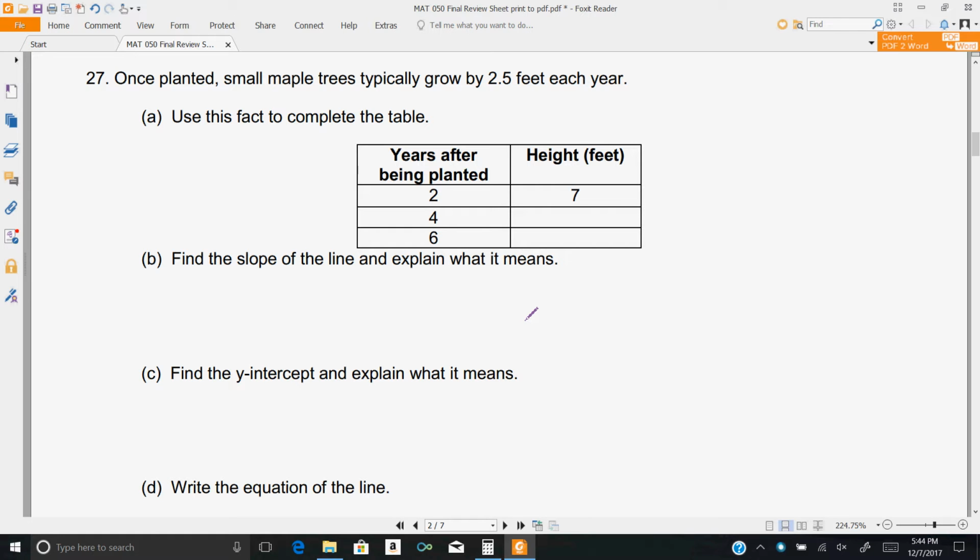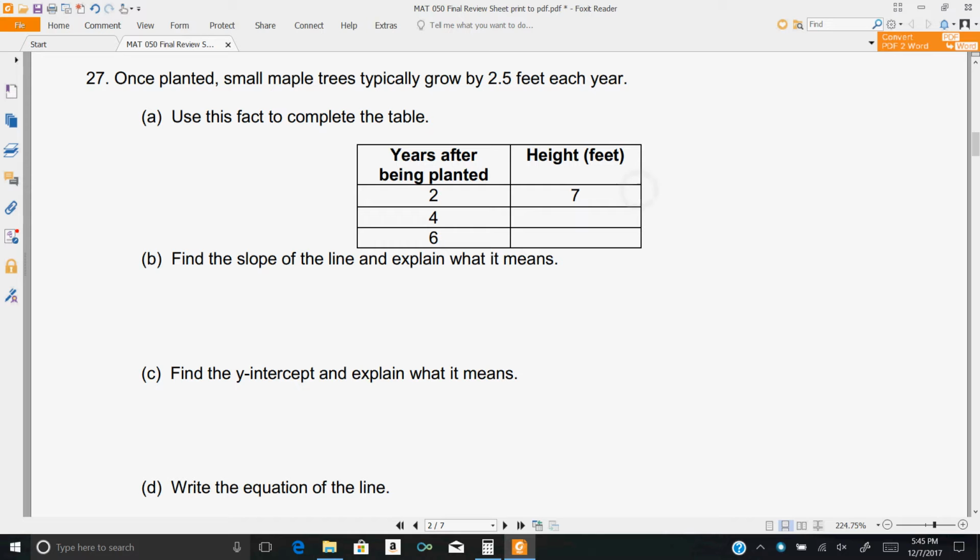Page 11 video for the MAT050 final review sheet study guide for the final. Question 27 on page 11. Once planted, small maple trees typically grow 2.5 feet each year.